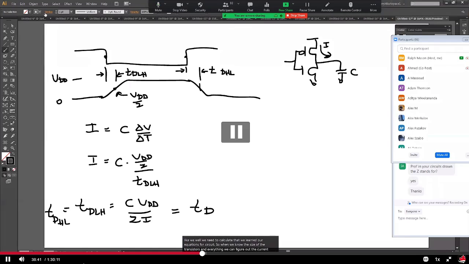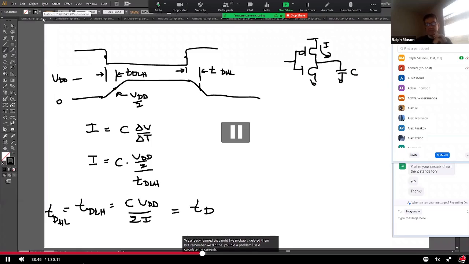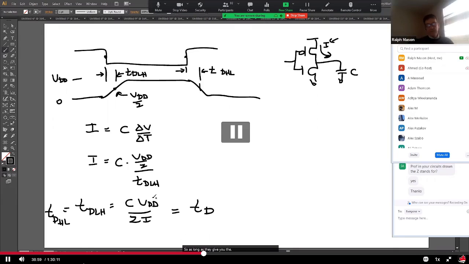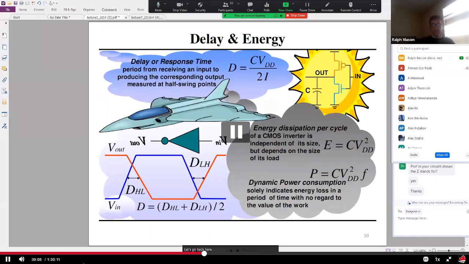Remember we did a problem where I said, calculate the currents. We got these microamps of currents in one of your bonus questions, like the K W over L, yeah, that whole thing. So we know how to figure out currents already. And as long as I give you the capacitance and the supply voltage, you can figure out the delay. Let's go back here. So that's where this equation comes from. The delay of a circuit is C VDD over 2I.